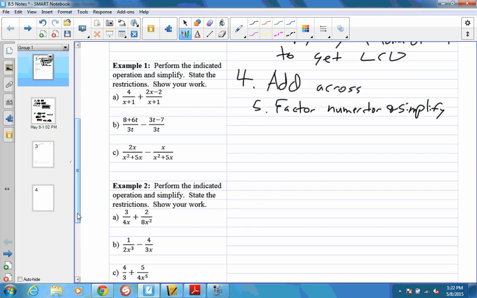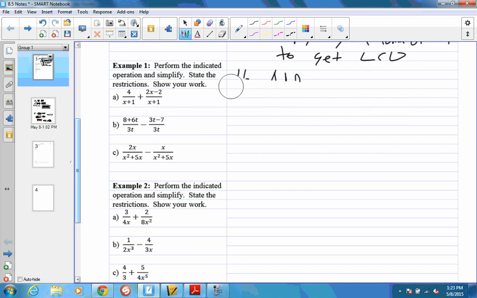Wait. Is this what you got for A? Bring out your mind. I'm literally about to do it. Alright. So, letter A. Perform the indicated operation, simplify, state restrictions, show your work. Okay? So, what was step 1?